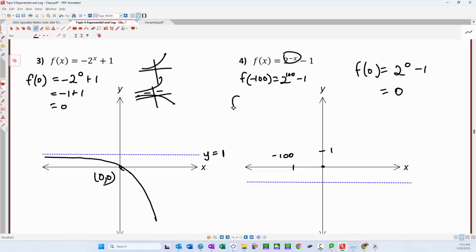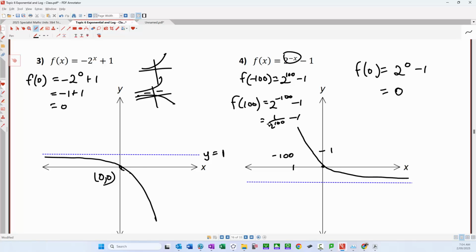Okay, so we'll do f of 100, say. And now you can see that when we put 100 in, we're going to get 2 to the negative 100 take away 1, which is 1 over 2 to the 100 take away 1. This value here is excruciatingly small. 1 over 2 to the 100 is a massive number. 2 to the 100 is a massive number. So that's almost 0 times. And 0 take away 1 will leave us somewhere down here somewhere. So hopefully you can see that that is indeed a reflection in the y-axis.